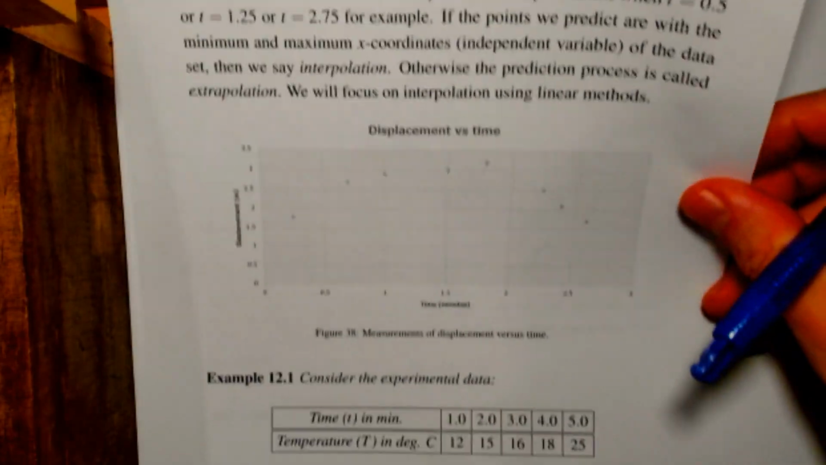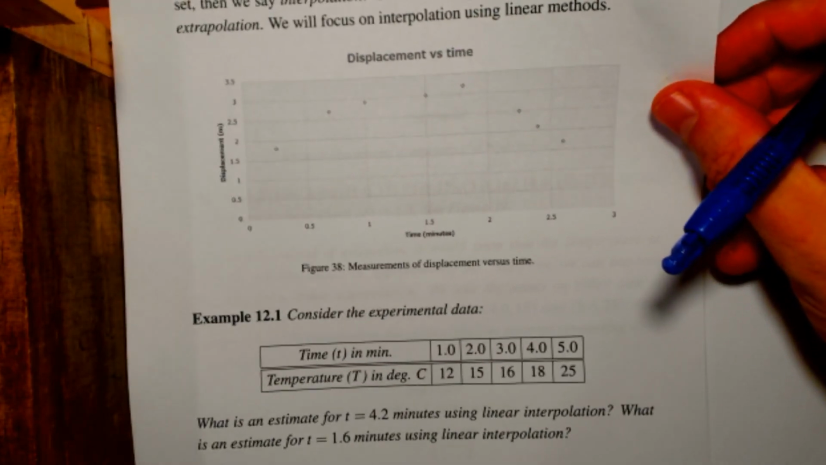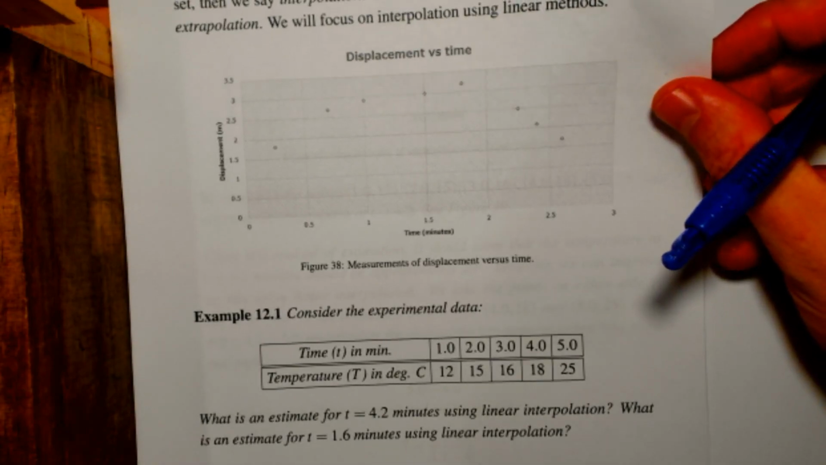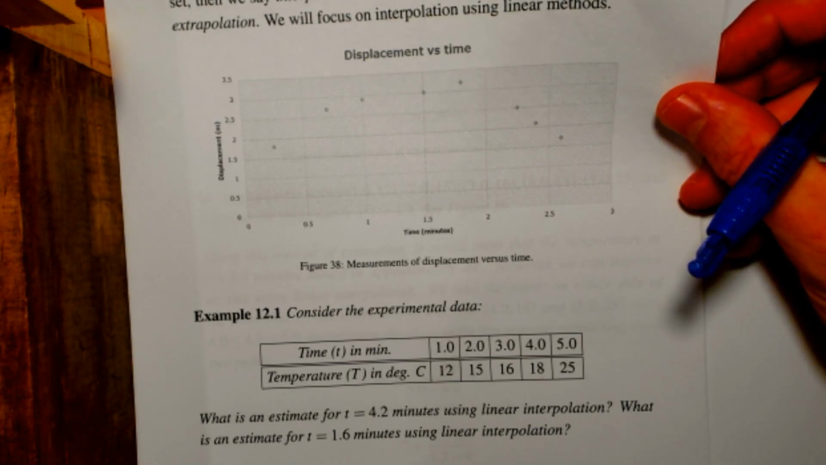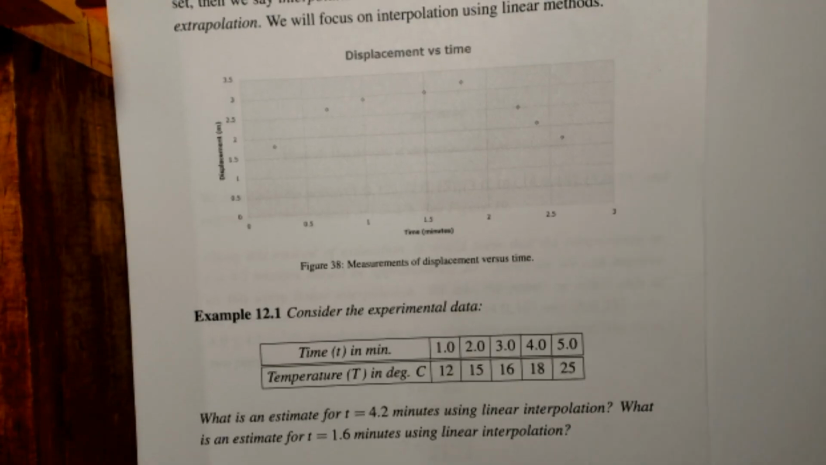Okay, so example 12.1. Consider the experimental data. Now, it doesn't quite look like it corresponds to this diagram, so it's different. Okay, so we've got some data here. t is time in minutes, temperature of something in degrees C at various times. So what is an estimate for t equals 4.2 minutes using linear interpolation? What's an estimate for 1.6 minutes using linear interpolation?